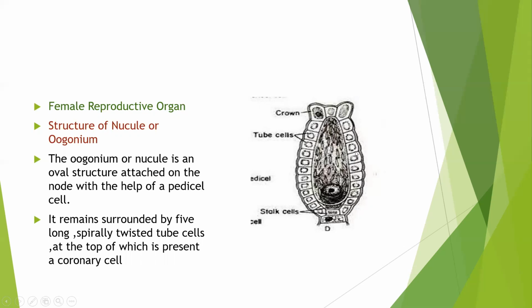This is the structure of the nucule. The nucule is an oval-shaped body attached on the node with the help of this pedicel cell. It remains surrounded by 5 long spiral twisted tube cells, and at the top of the tube cells there are 5 coronary cells.